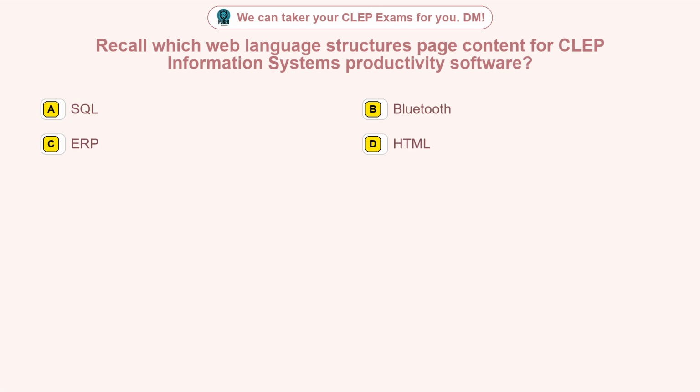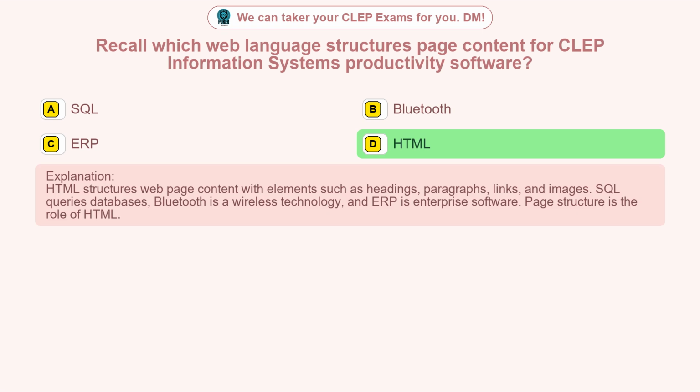Question 34. Recall which web language structures page content for CLEP Information Systems productivity software. Option A. SQL. Option B. Bluetooth. Option C. ERP. Option D. HTML. The correct answer is option D. HTML. HTML structures web page content with elements such as headings, paragraphs, links, and images. SQL queries databases. Bluetooth is a wireless technology and ERP is enterprise software. Page structure is the role of HTML.